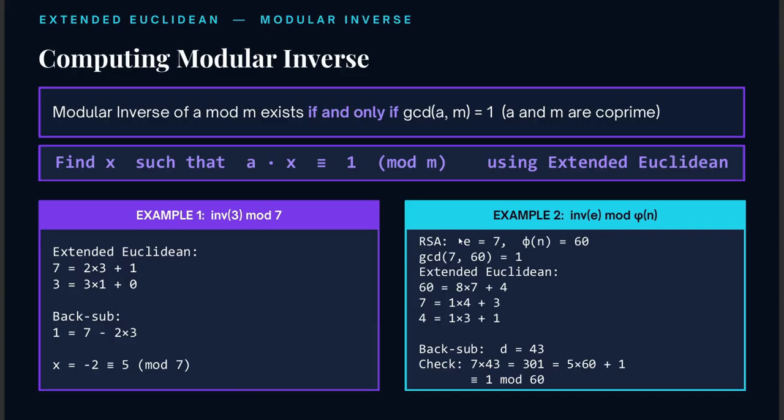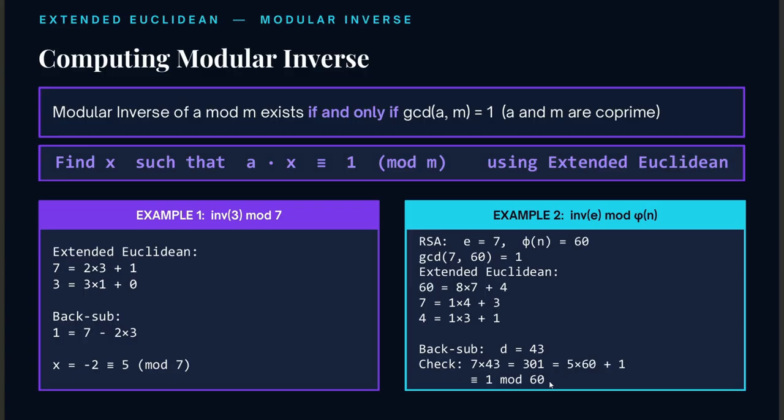And now in RSA, the modular inverse is used to compute the private key. If e equal to 7 and phi of n is equal to 60, we compute d equal to e inverse mod 60. Using the extended Euclidean algorithm, we get d equal to 43. Verifying, 7 into 43 equal to 301, and 301 equal to 5 into 60 plus 1. So, 301 congruent to 1 mod 60. Without modular inverse computation, RSA decryption cannot work.